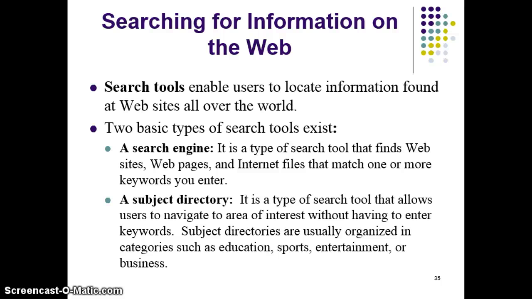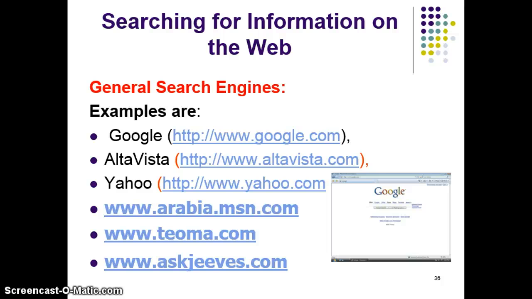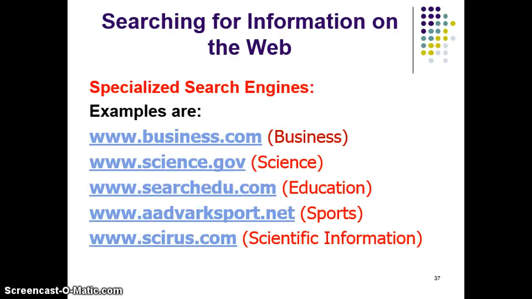A subject directory is a type of search tool that allows users to navigate areas of interest without having to enter keywords. Subject directories are usually organized in categories such as education, sports, entertainment, or business. Searching for information on the web. Examples of search engines. Examples of specialized search engines.